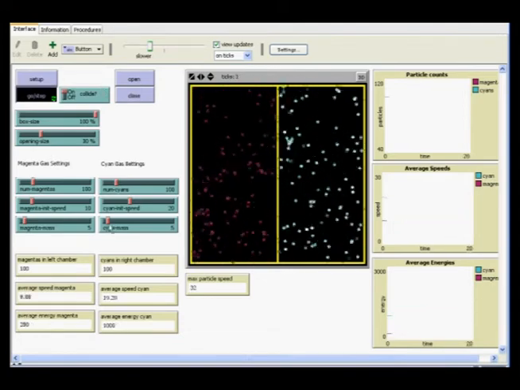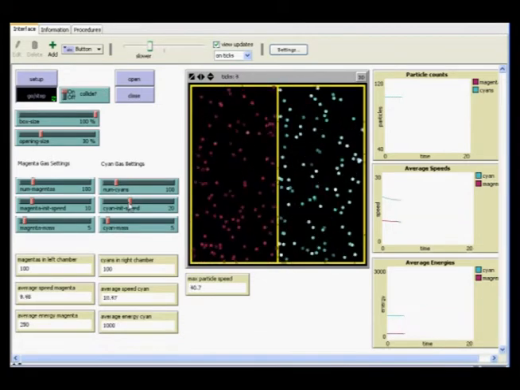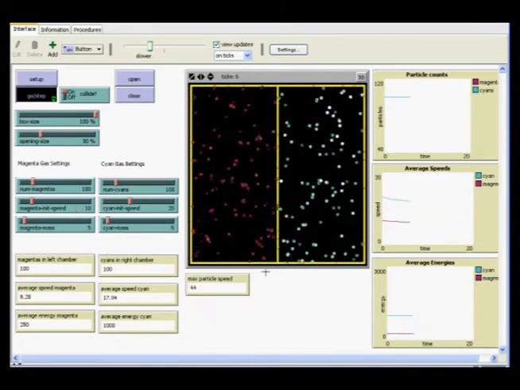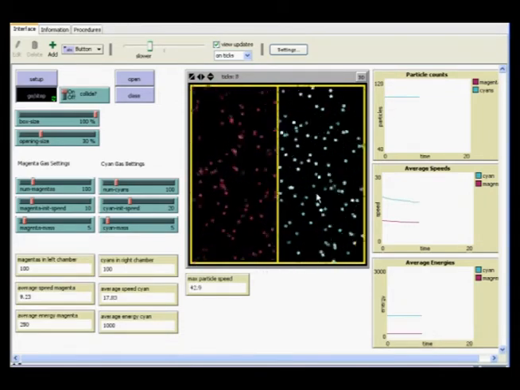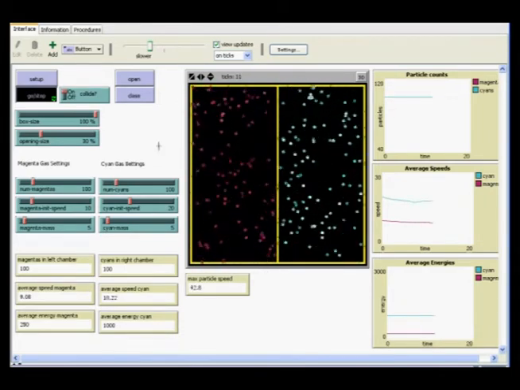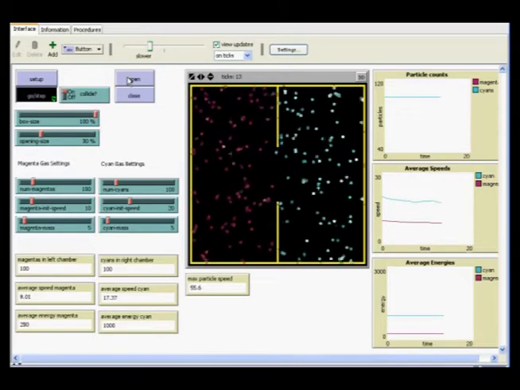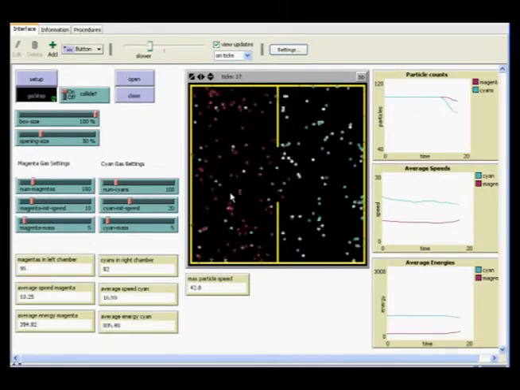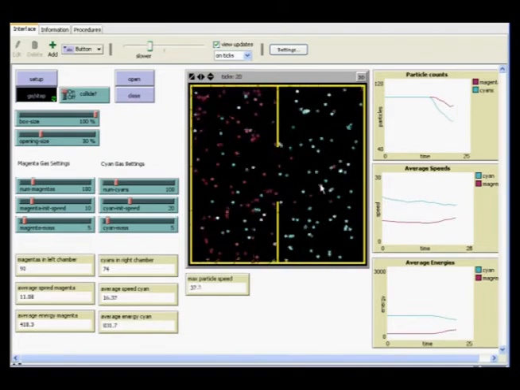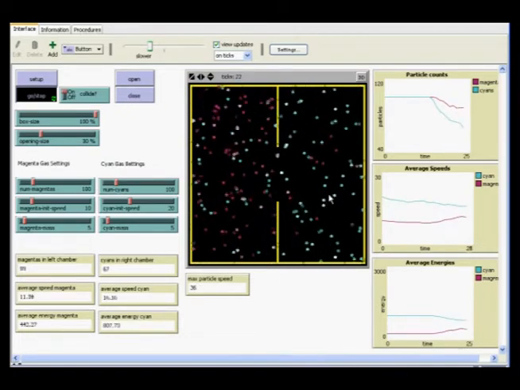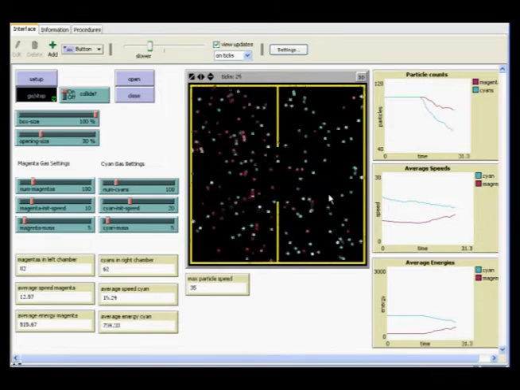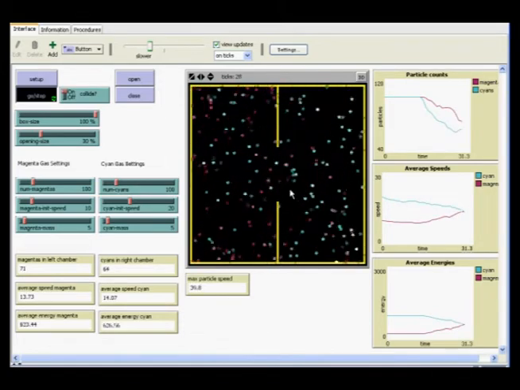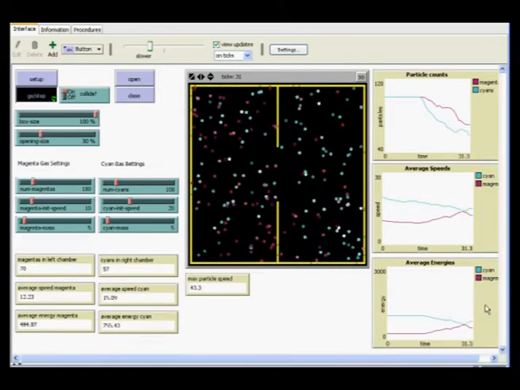Here the two gases have the same mass, but different initial speeds. This corresponds to one being cooler than the other. Now let's watch what happens when we open the port. As the slow particles, the magenta ones on the left, collide with the fast molecules, the cyan ones on the right, there's a net transfer of momentum so that the average speeds and energies of the two types of molecules equalize. We'll come back to this in more detail in another video.